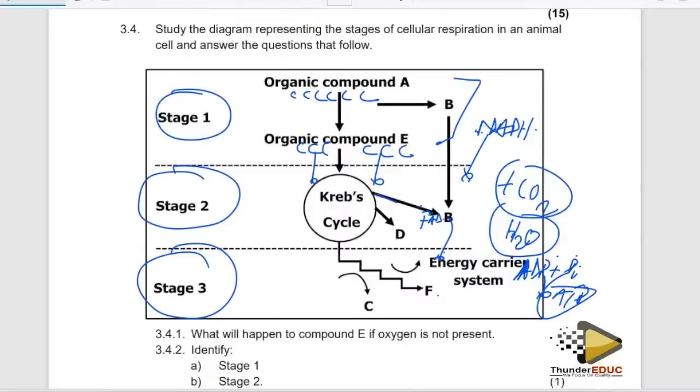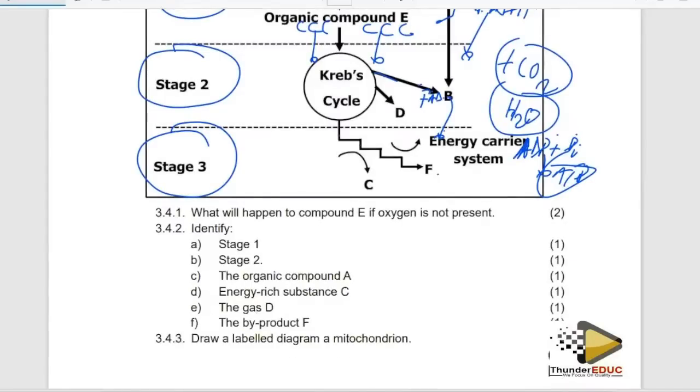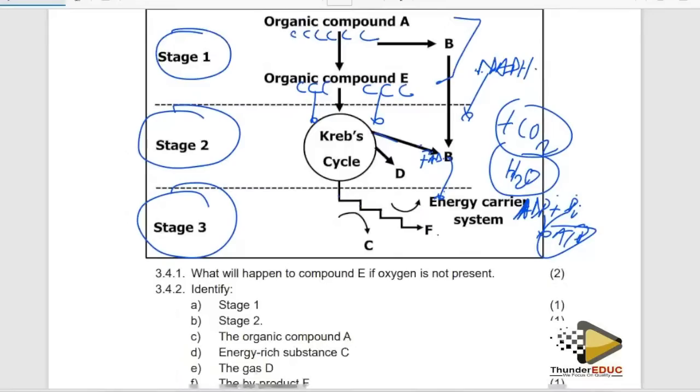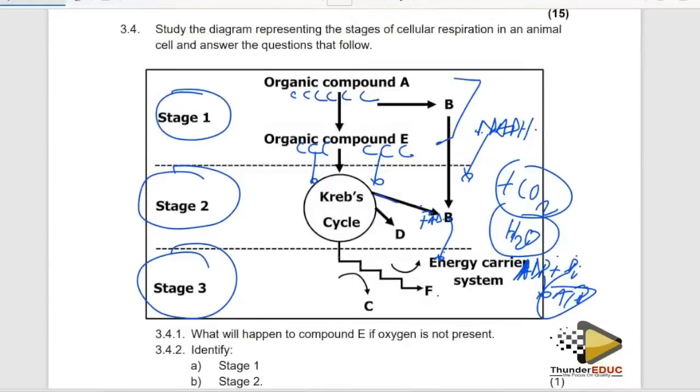Hence, when they come here, what will happen to compound E if oxygen is not present? Where is compound E now? Don't forget that this is the pyruvate or pyruvic acid. So if oxygen is not present, it will not enter here. If it is in animals, they said it will be converted into lactic acid, plus just a little bit of ATP. So it's converted into lactic acid, with just a bit of ATP.